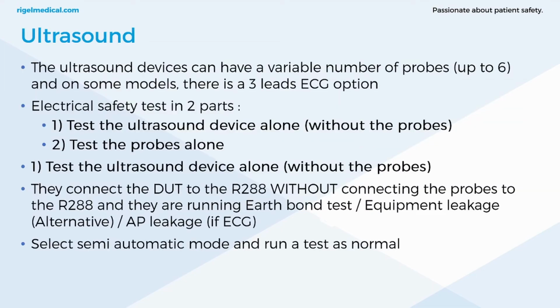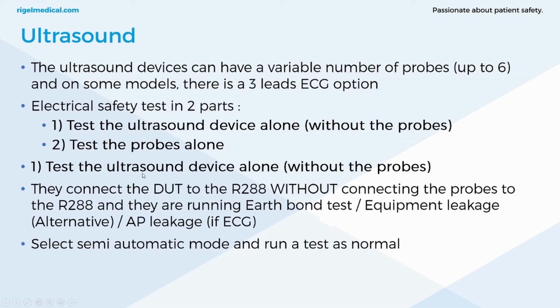Ultrasound devices can have a variable number of probes, up to 6, and on some models there is a 3-lead ECG option. So for this test, electrical safety is done in 2 parts. First, you test the ultrasound device alone without the probes, and then you test the probes alone.